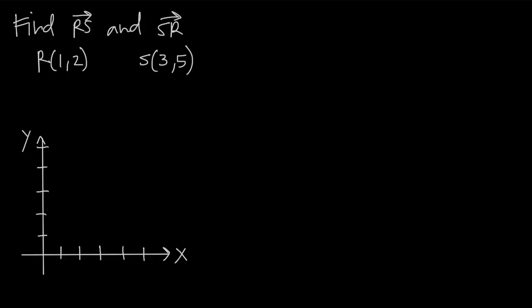In this video, we're talking about how to find a vector from 2 points. And in this particular problem, we've been given the 2 points R and S, where R is the coordinate point 1, 2, and S is the point 3, 5. So before we do anything else, let's go ahead and plot these points.